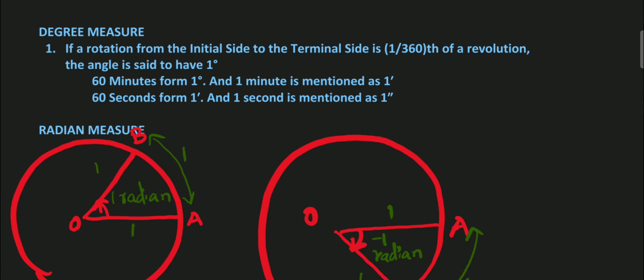If a rotation from the initial side to the terminal side is 1/360th of a revolution, then the angle is said to have 1 degree, and 60 minutes form 1 degree, which is denoted as 1 dash, and 60 seconds form 1 minute, which is denoted as 1 double dash.